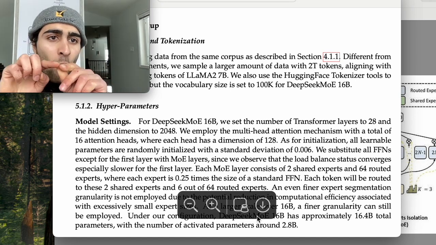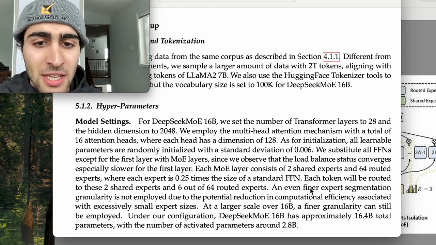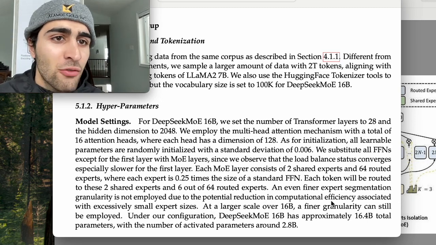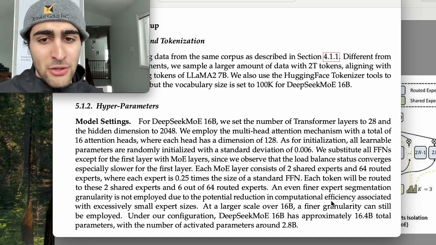There's a certain point where the complexity-performance trade-off is lost. But they say that when you have 16 billion parameters, you can still do finer granularity. And this just goes to show the power of the bitter lesson by Richard Sutton.